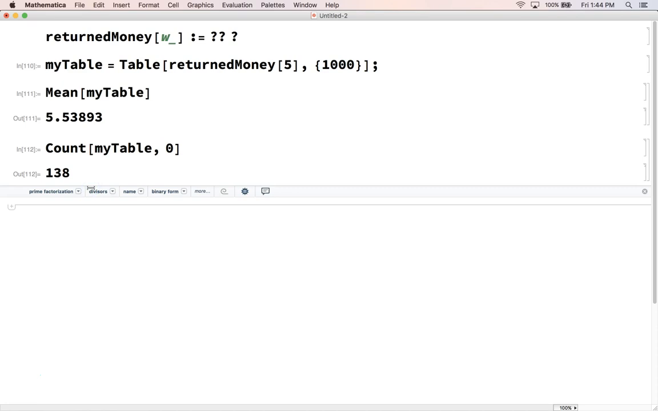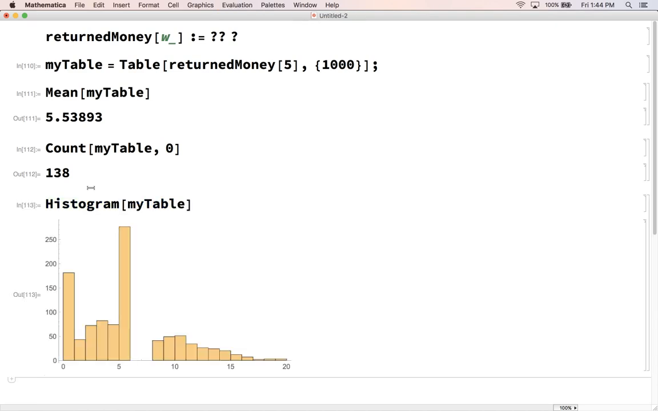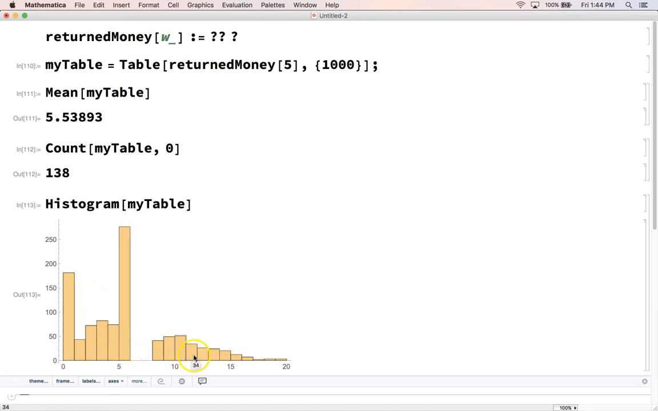And if I want to see a histogram of it, so I can get a bigger sense for how the money is distributed. So $5, anything above this is profit. And you can see that there's this tall line here where 181 times it's between 0 and 1 for the amount of money that's returned.